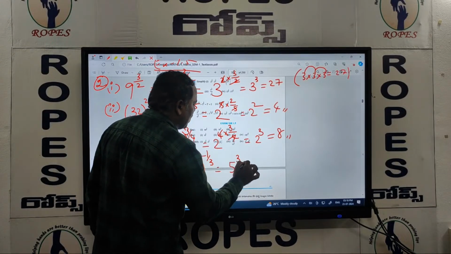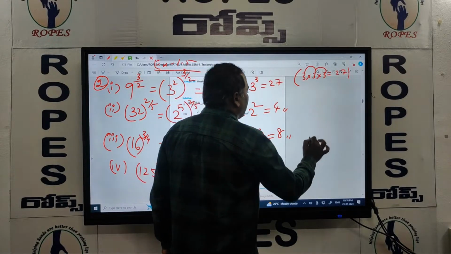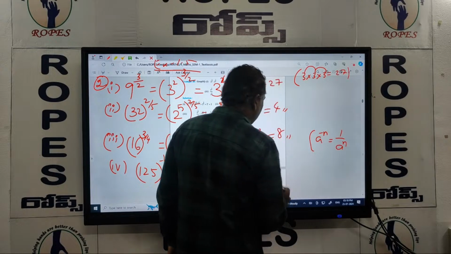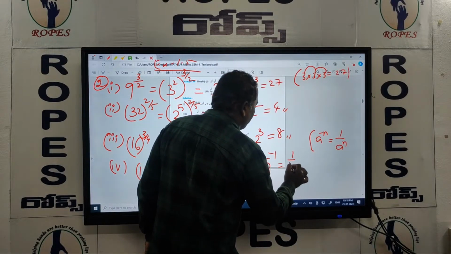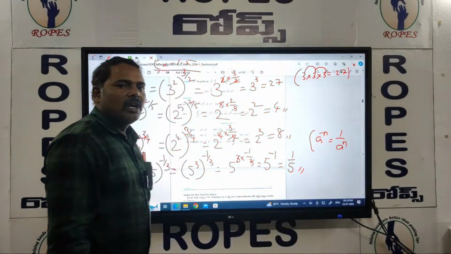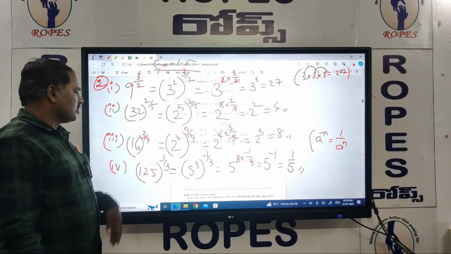5 power 3 into minus 1 by 3. 3 cancels. 5 power minus 1. Just now we discussed it: a power minus n is equal to 1 by a power n. Thus we can write it as 1 by 5 power 1, so 1 by 5. This is the answer for that. Okay, this is the second question, all the 4 sub questions.